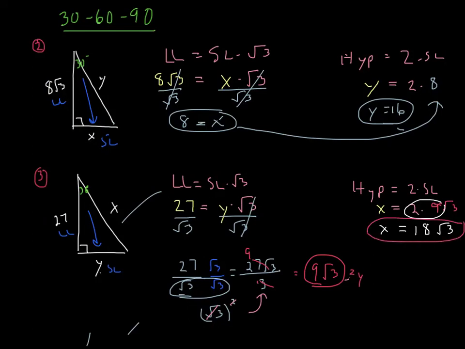And I'm done. Okay, so those are a couple examples to help you out with the 30, 60, 90 triangles. I'm going to do one more quick video, and you can go ahead and try them on your own if you're feeling confident.